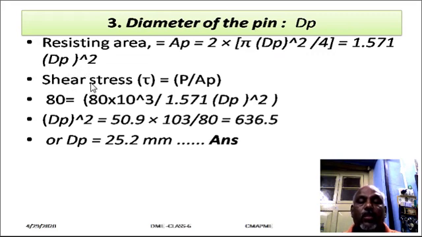Shear stress is equal to load divided by the shearing area. Therefore, the shear stress value given in the problem: 80 is equal to 80 into 10 to the power 3 divided by 1.571 into pin diameter square. By solving this equation, at the end we are getting the diameter of the pin equal to 35.2 millimeter. This is the required answer.